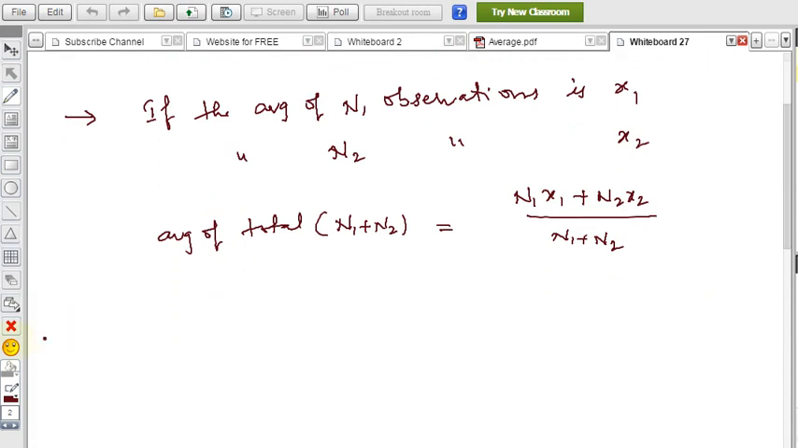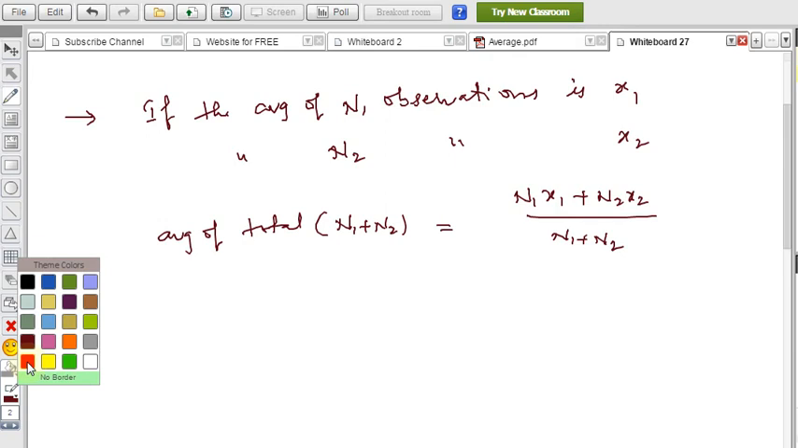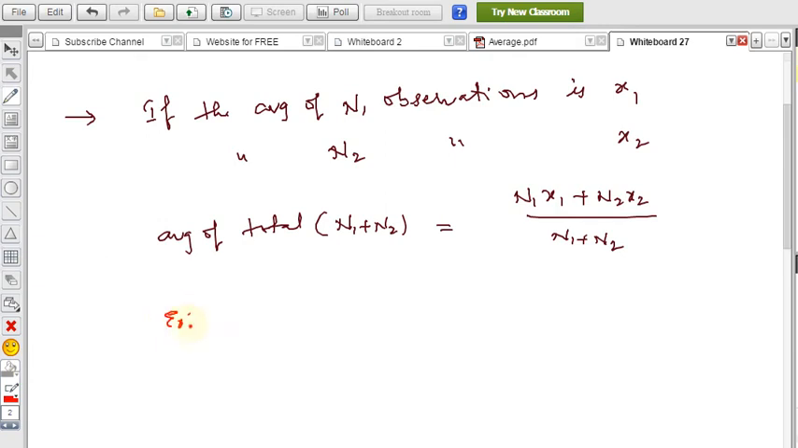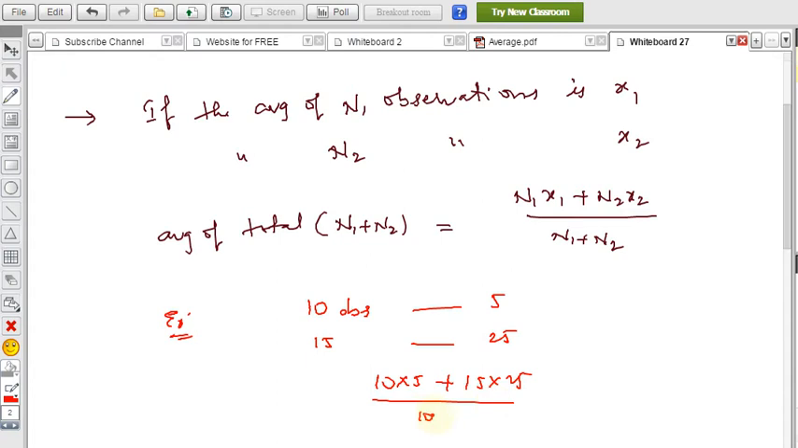For example, ten observations' average is 5 and 15 observations' average is 25. Then we can take 10 into 5 plus 15 into 25 by 10 plus 15. So this formula you apply directly and solve.